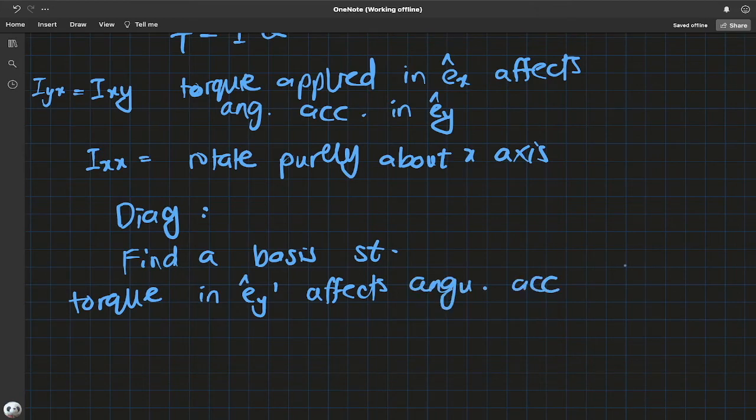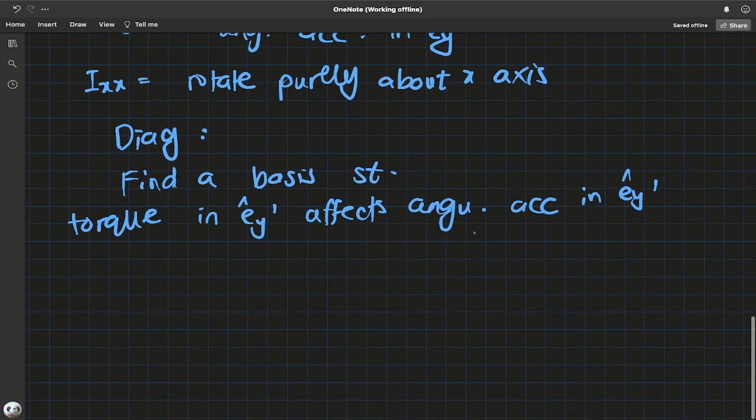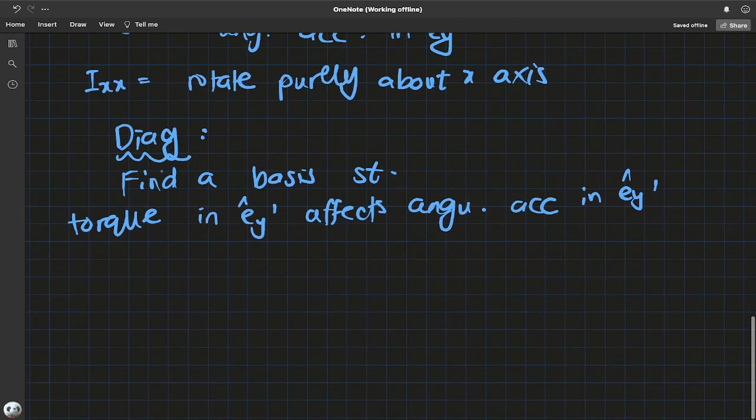angular acceleration in the same direction. So there's no effect of torque in y causing effects in the x and z prime, for example. Apply in y, effects in y. Apply in x, effects in x prime. I didn't want to say x, but x prime, because initially we may not have a diagonal matrix representation, and that's how diagonalization is pretty useful.